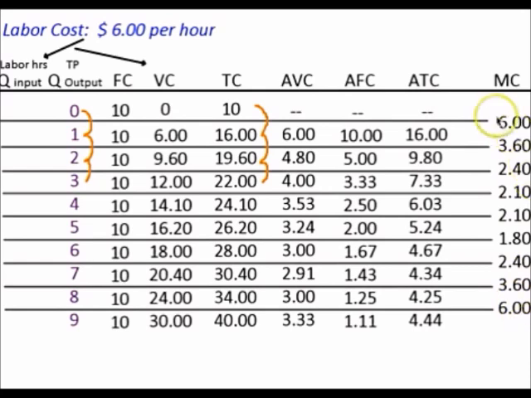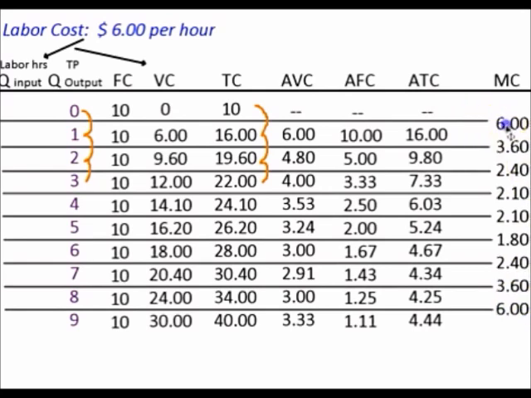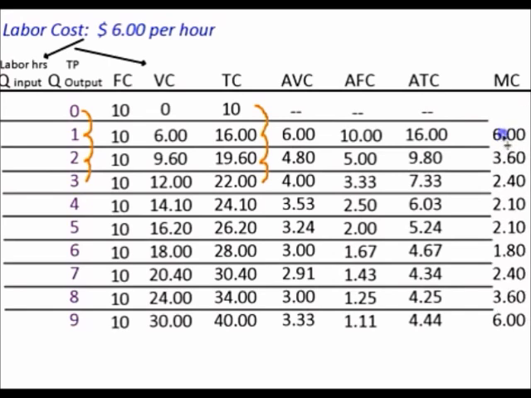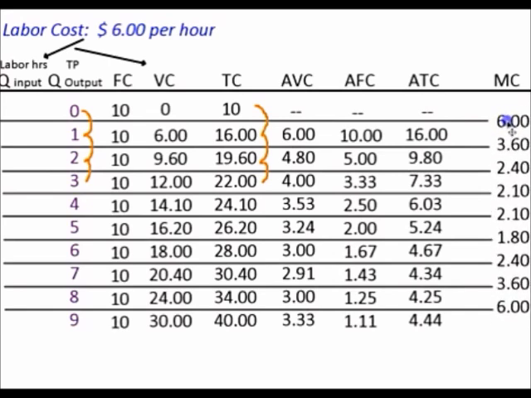Now notice that I put the marginal cost numbers in this column not lined up perfectly; I kind of put it in between. And that's recognizing that each one of these is a change in. We're moving from one level to another level. This will come into play when we do our graphing, which will be right about now.